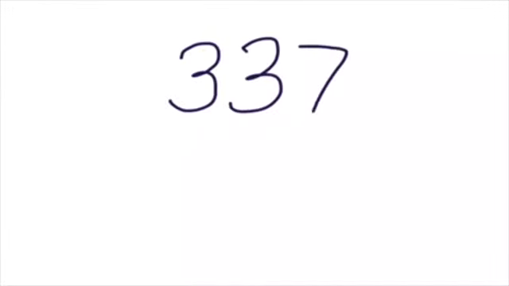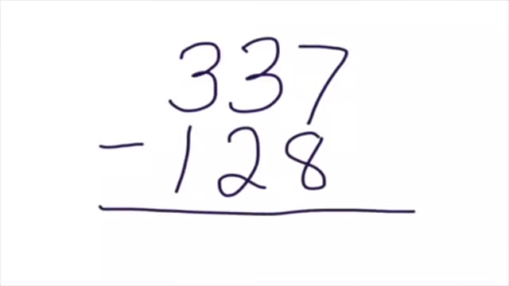So we are going to practice the algorithm again today because this is tricky stuff. It can be tricky to remember when to regroup and when not to, and how to do that. So that's why we're going to practice again today. And I'm going to practice first with the problem 337 minus 128.